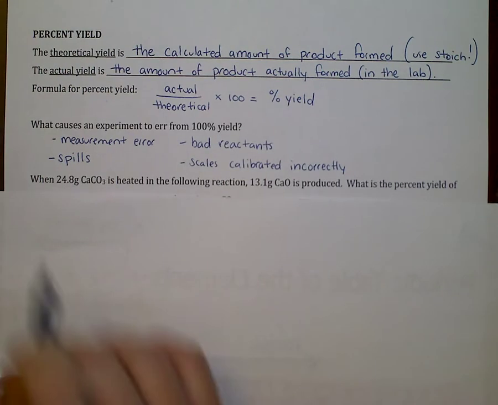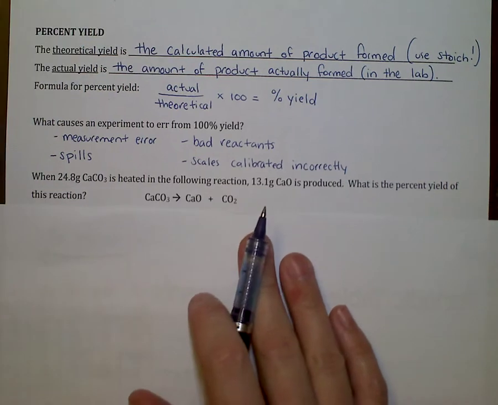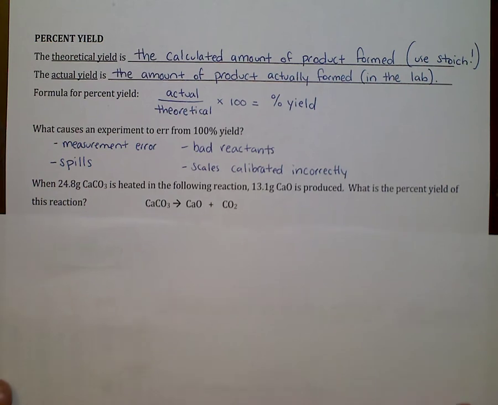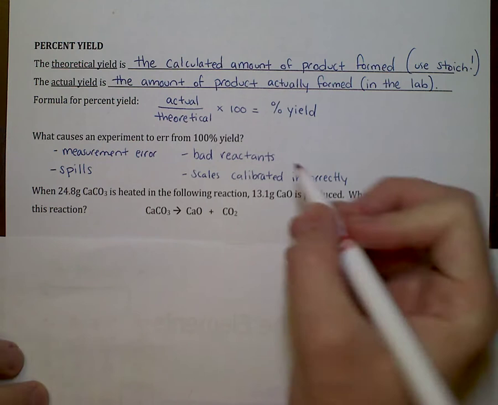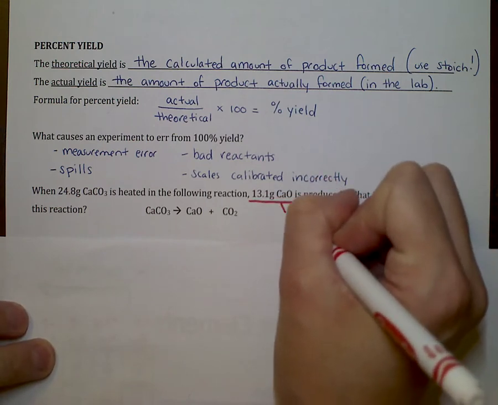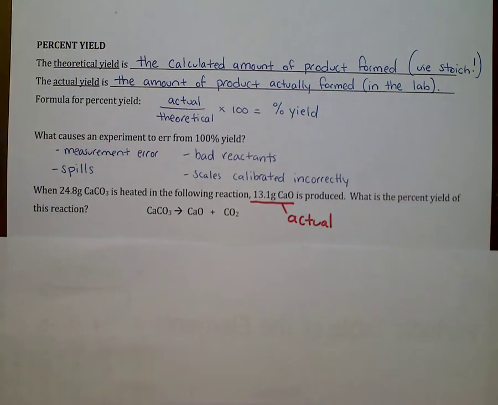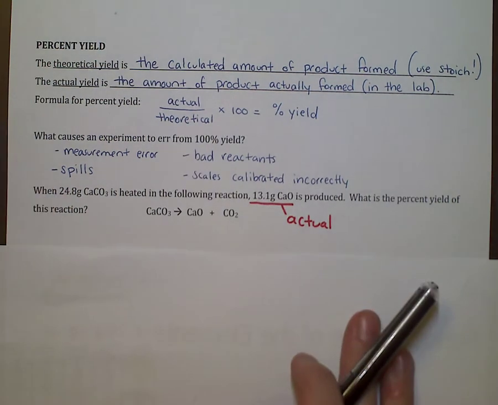So we have calcium carbonate heated in the reaction below. And in the lab, we have 13.1 grams of calcium oxide produced. What is the percent yield of this reaction? The first thing I want to point out is that they tell us that we actually made this much of our calcium oxide. So this value is going to be our actual yield. Of the two parts that go into the overall calculation, we have the actual. It's our job to figure out the theoretical.